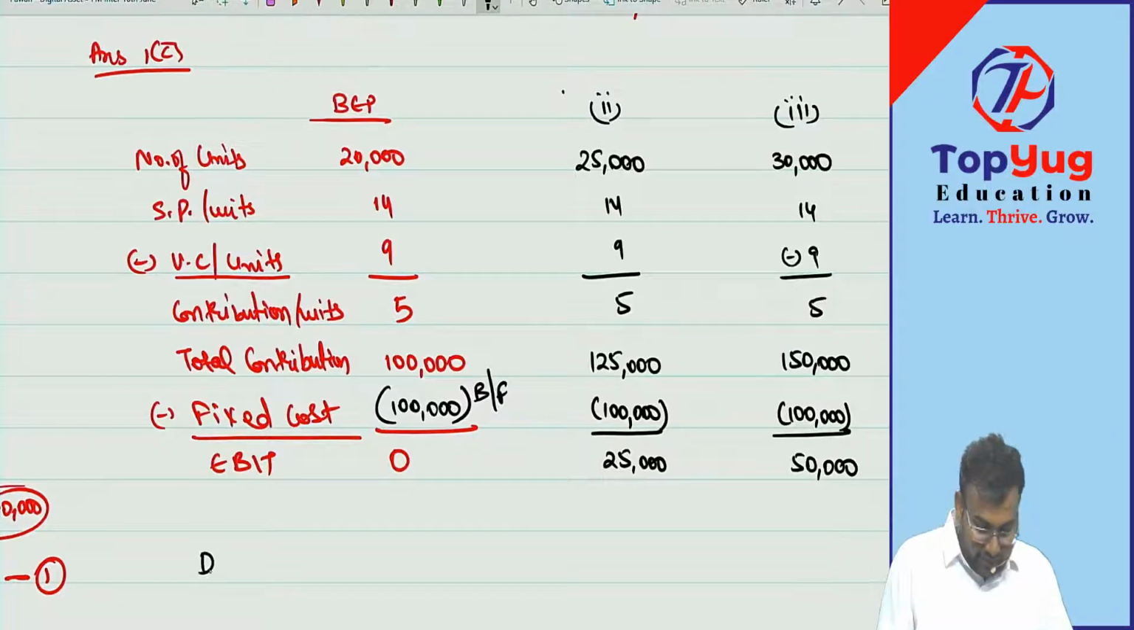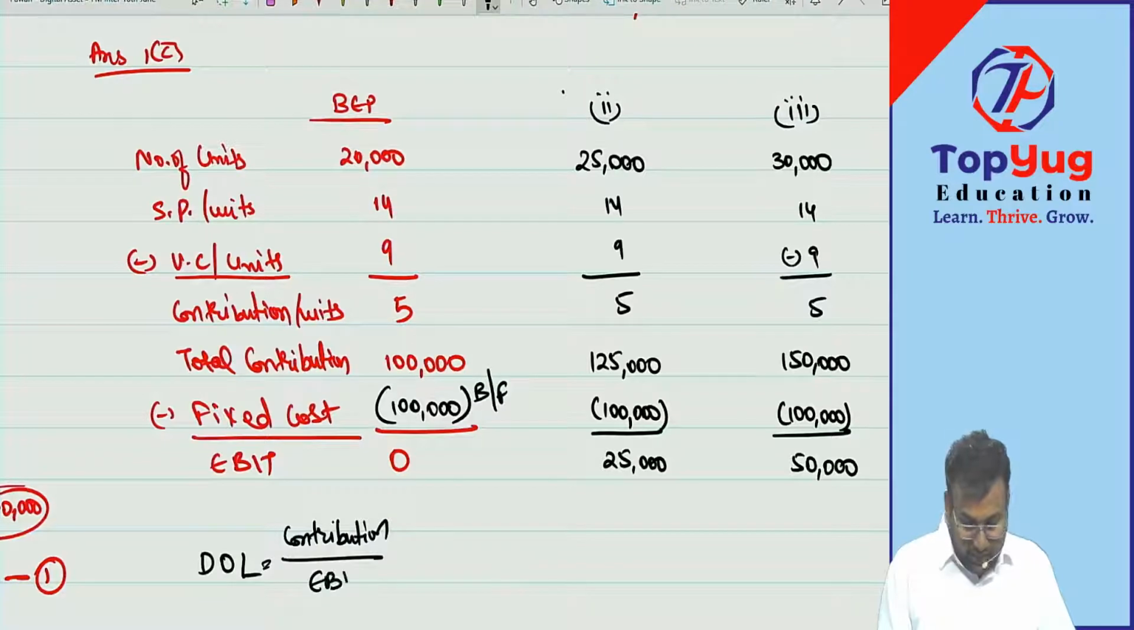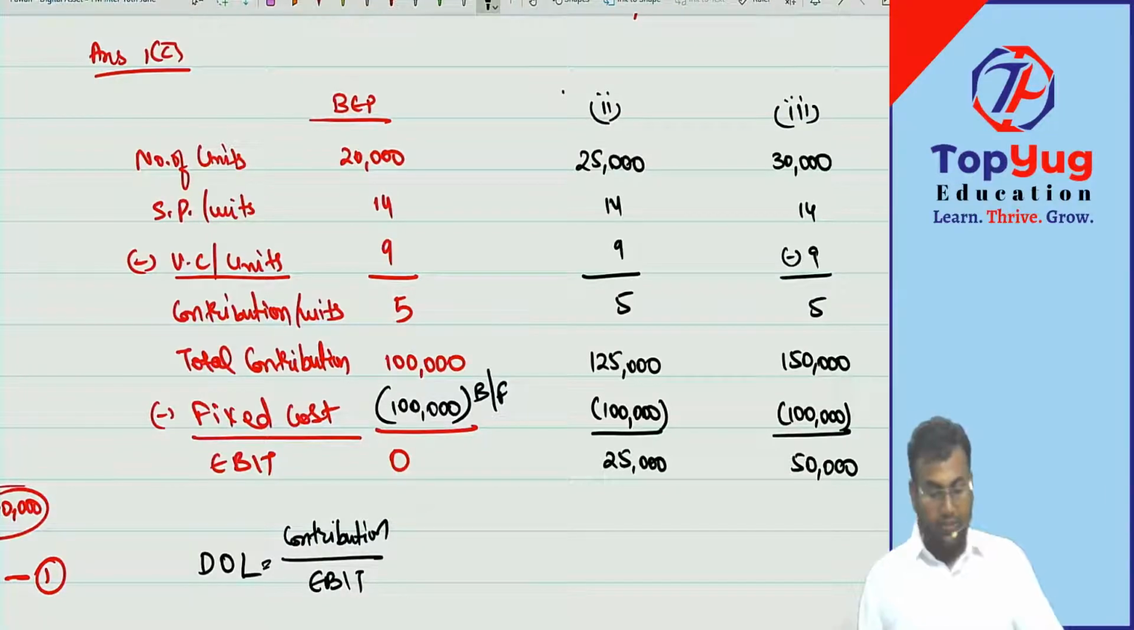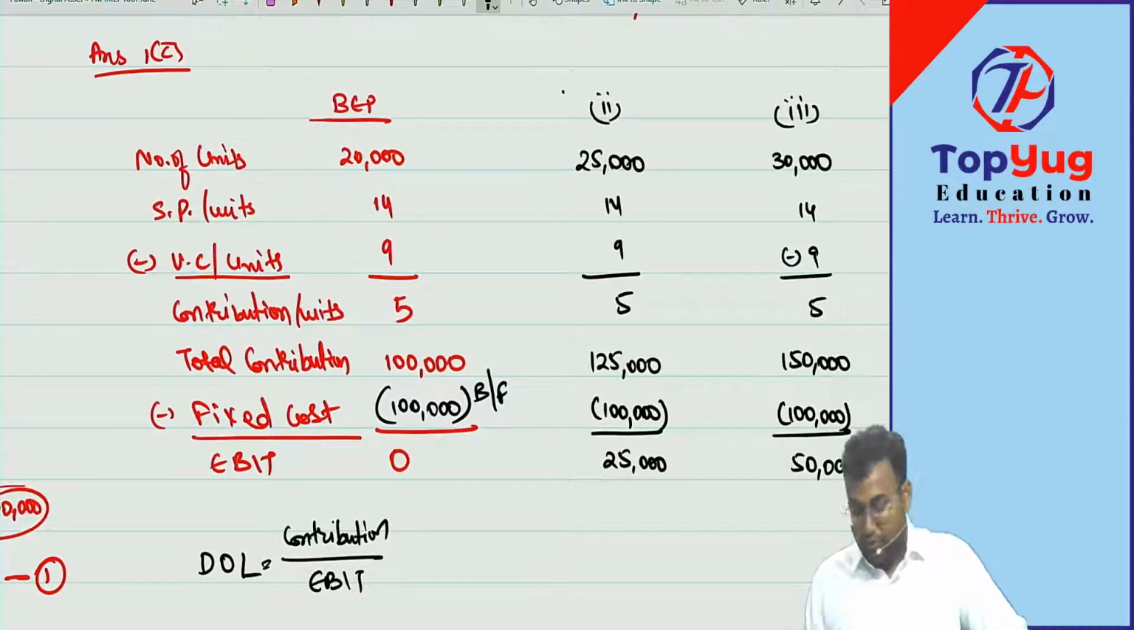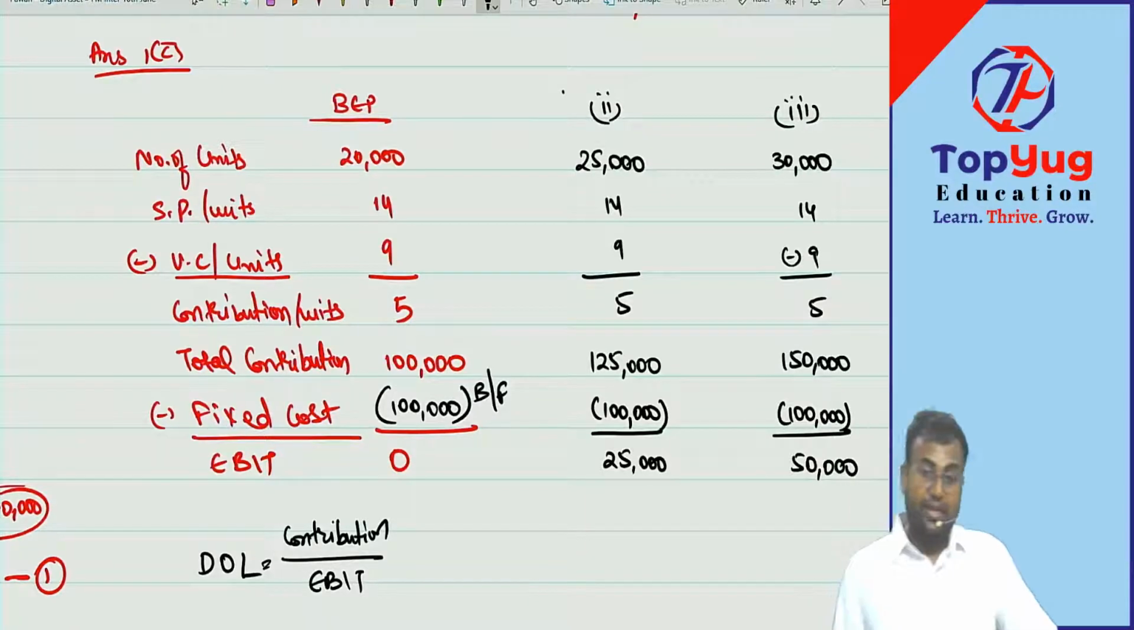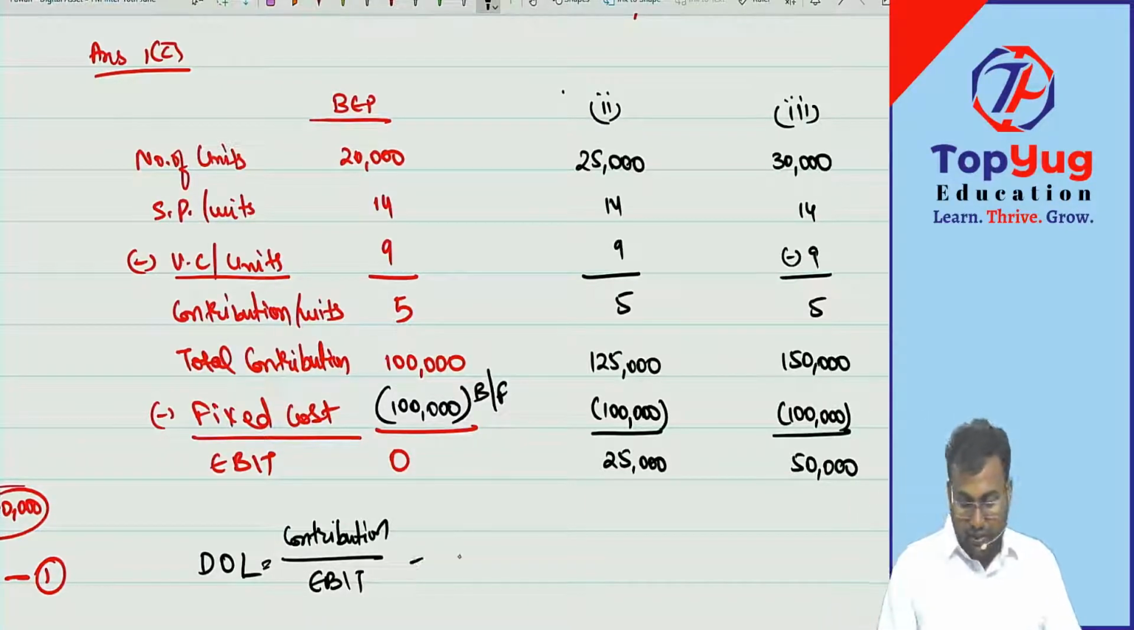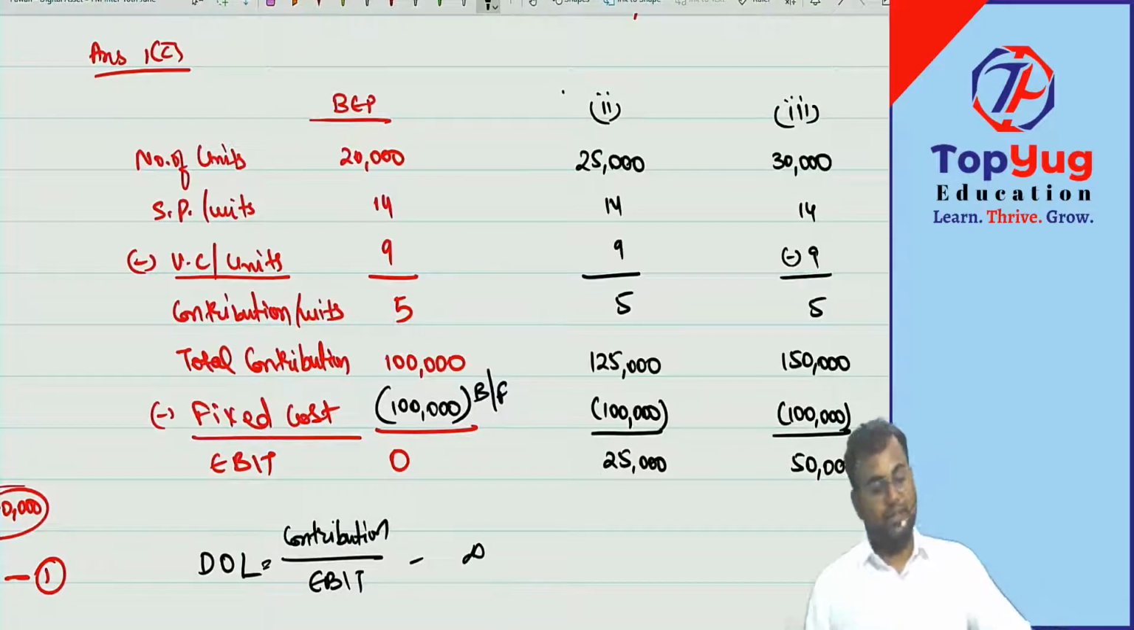Let us find out the final answer. DOL. DOL is nothing but what, sir? Just for one sake I am writing the formula again. Contribution by EBIT. So in my case here, the denominator is 0. So basically there is no DOL. So there is no DOL, right? It would basically be an infinity number.